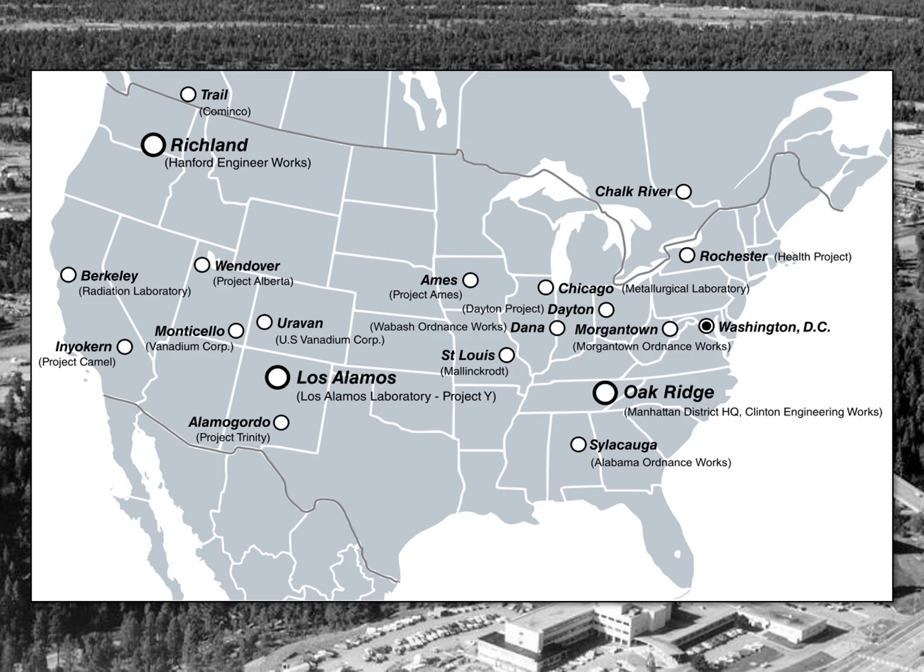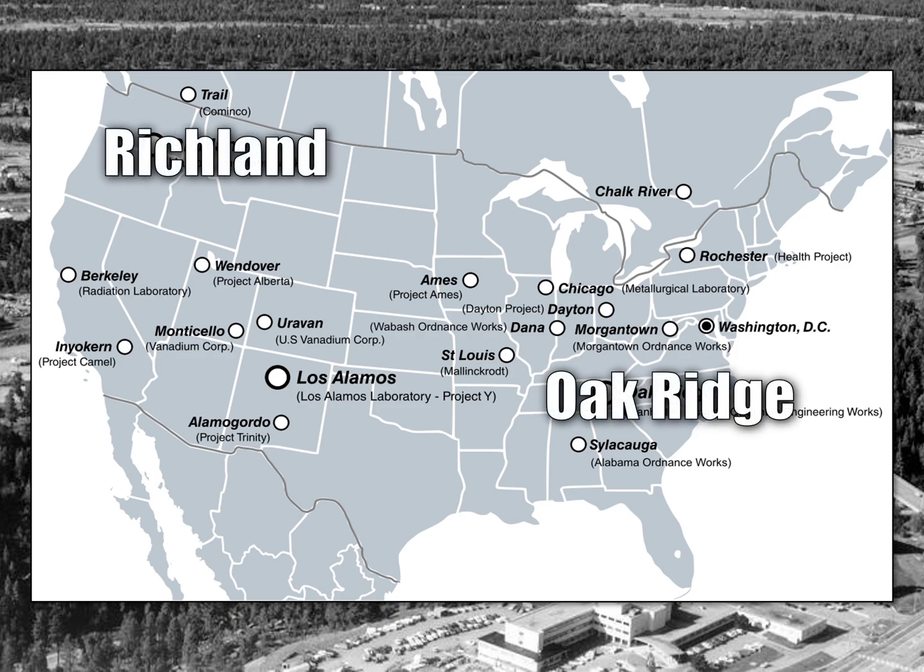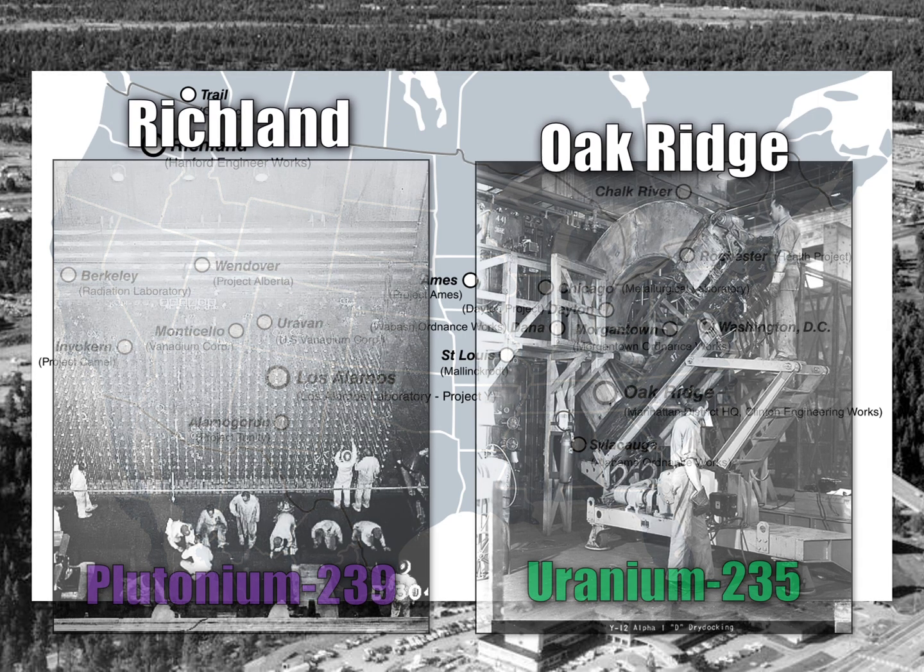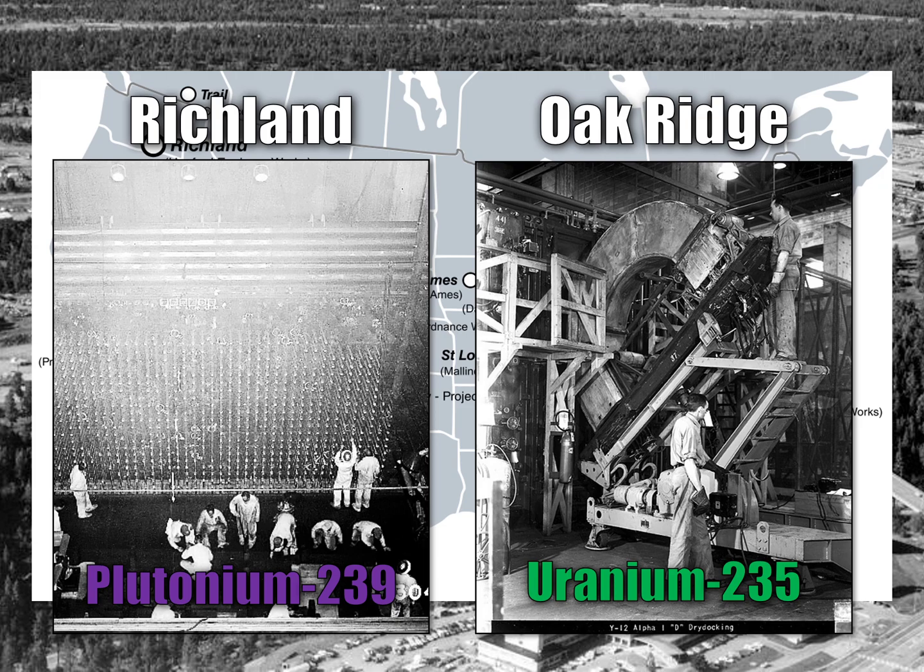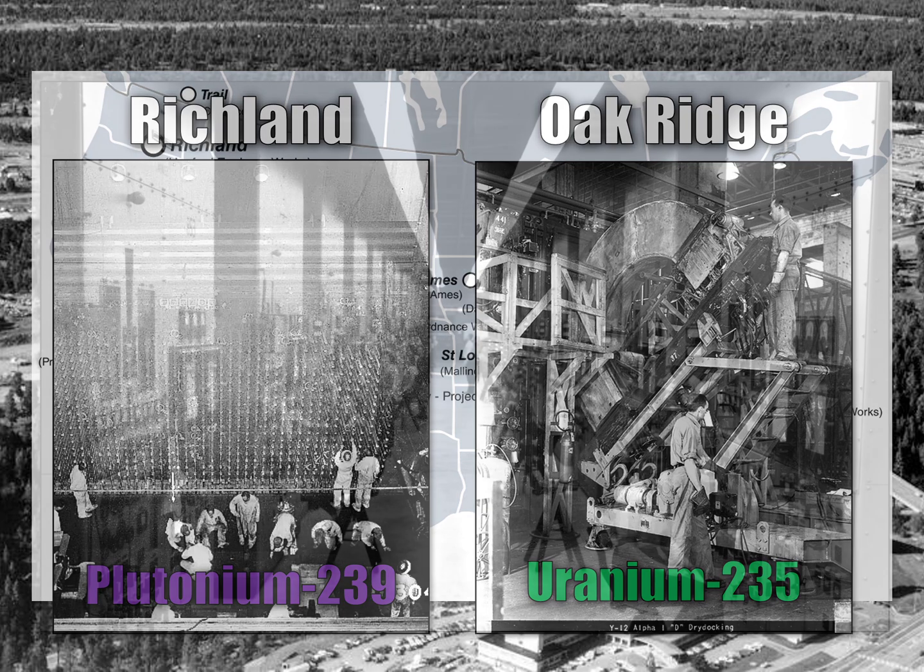I'm just going to scroll across this image just so you can get an idea of the scope of how enormous this project was and how many people worked on it. Like I said, there are many sites scattered across the country. Two other important sites are Richland and Oak Ridge, which we'll be discussing a little bit later in this video. At Richland, they were creating plutonium, and in Oak Ridge, they were creating uranium. We'll discuss this in a little bit more detail later on.